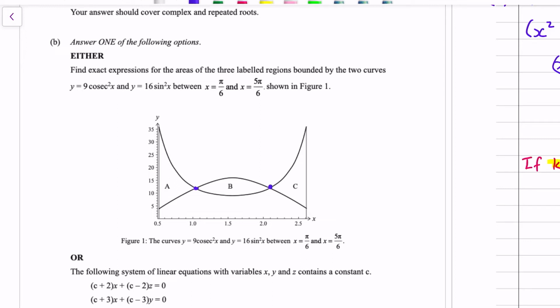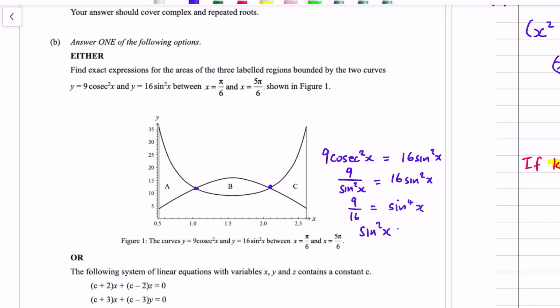So that's where the curves 9 cosec squared x equal to 16 sine squared x. Cosec is just 1 over sine, so we've got 9 over sine squared equal to 16 sine squared. That's the same as 9 over 16 is equal to sine to the 4. We need to take the fourth root, or we take the square root, then we square root again. So that's sine squared x is equal to 3 over 4, or sine of x is equal to plus or minus root 3 over 2.